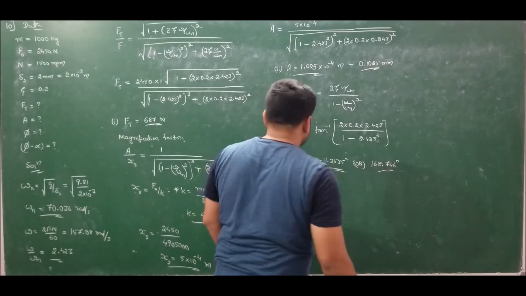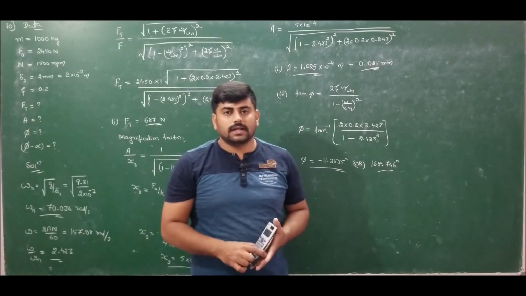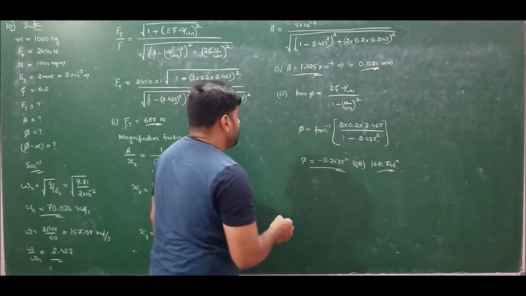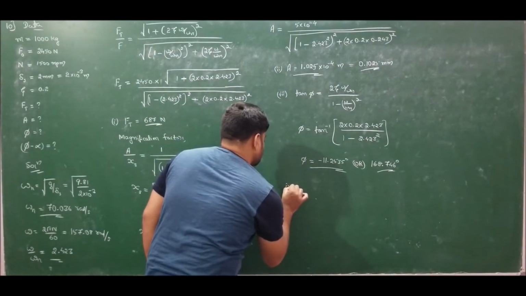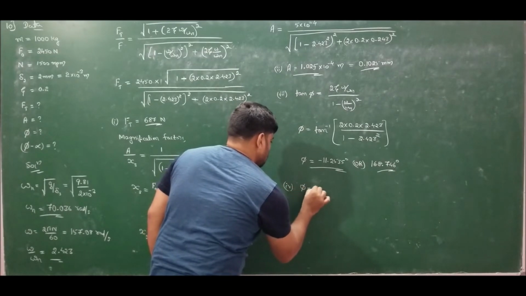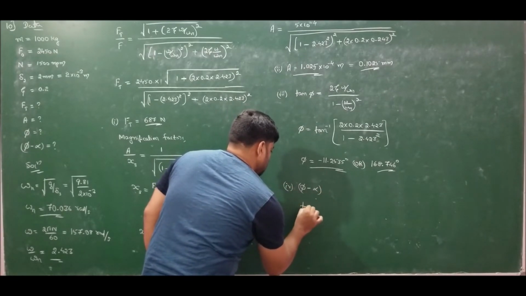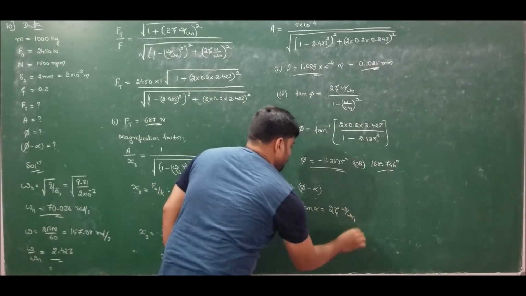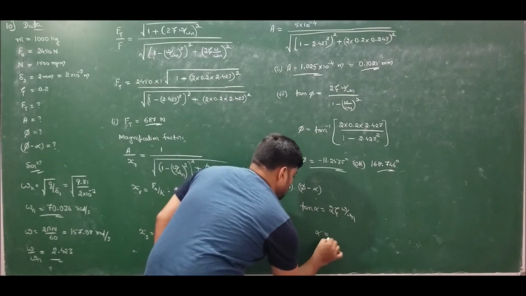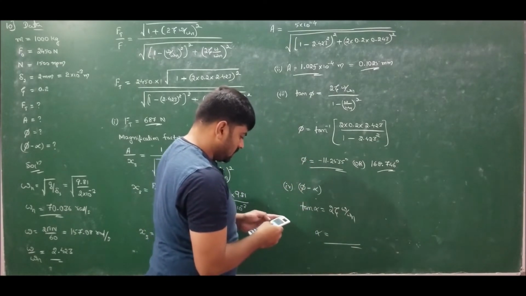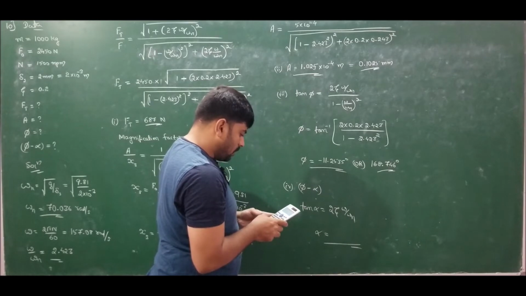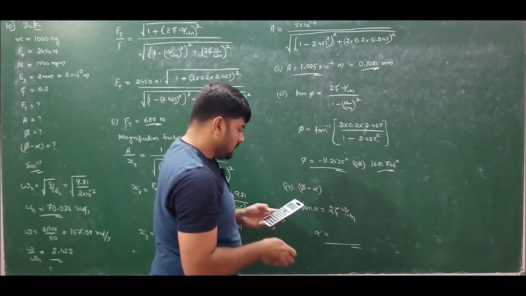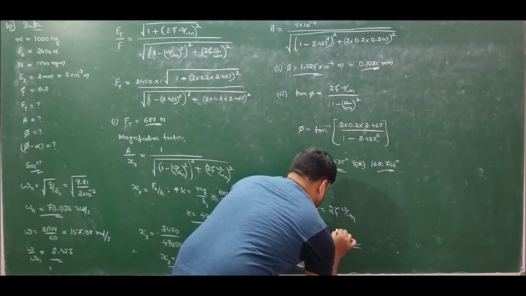Now he is also asking us to find the phase lag between the transmitted force and the excitation force, which is phi minus alpha. Hence I should calculate alpha first. We know that tan alpha is given by the equation 2 zeta omega by omega n. Hence alpha will become tan inverse of 2 into 0.2 into omega by omega n, which is 2.423.